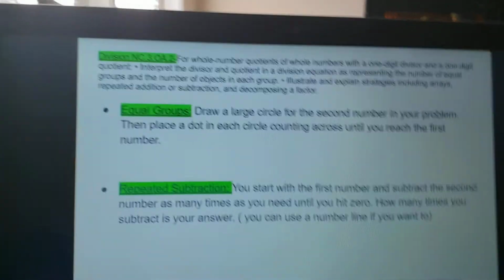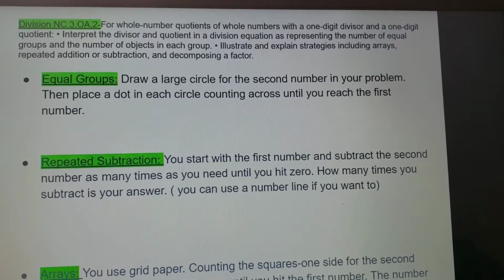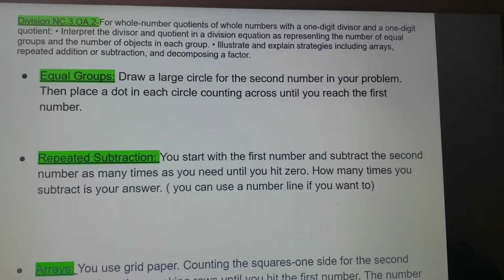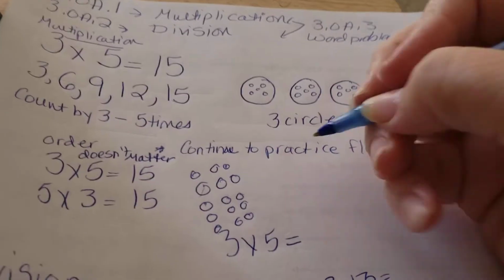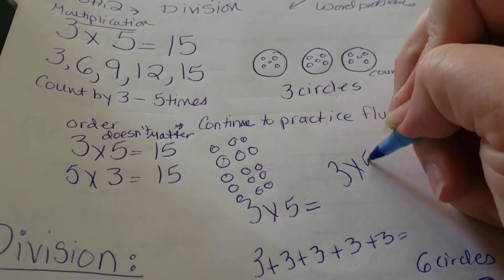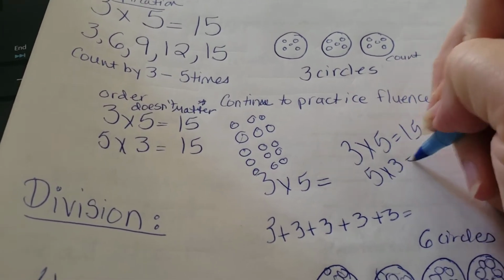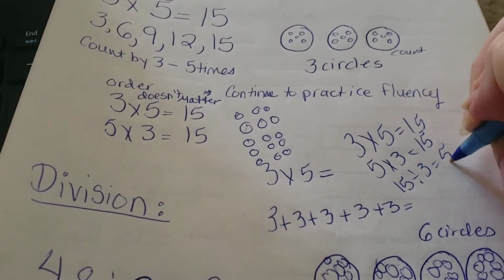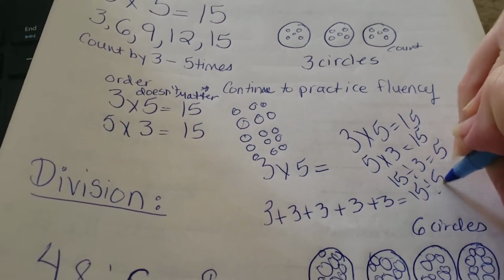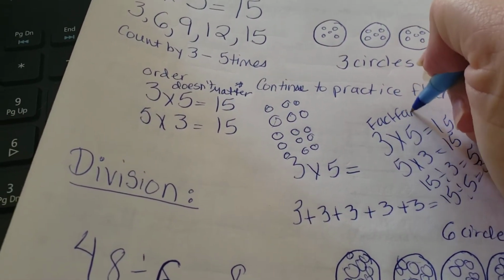The other side of that is division, and they have learned that multiplication and division are opposites of each other. They have also done multiplication and division fact families. Let me give you an example of a fact family. 3 times 5 is 15. 5 times 3 is 15. 15 divided by 3 equals 5. 15 divided by 5 equals 3. And that is a fact family.